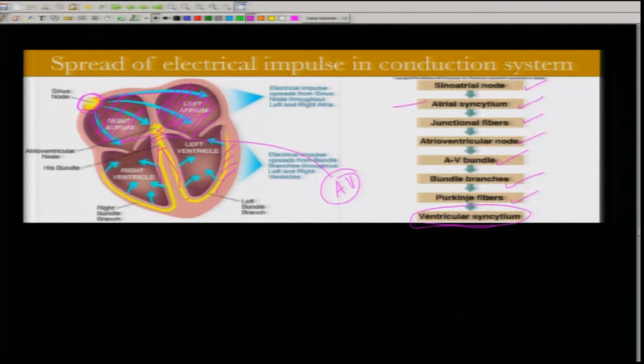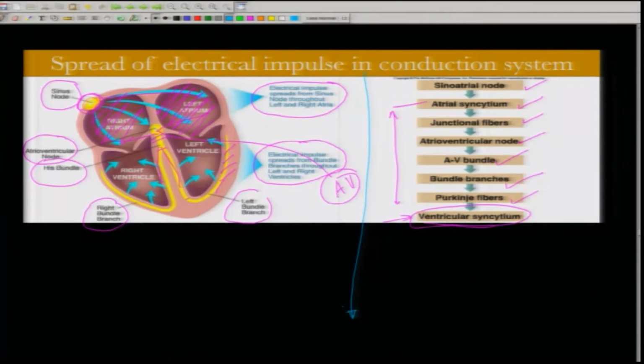Between the atrial syncytium and ventricular syncytium there is quite a difference in time, okay. Electrical impulses spread from the sinus node throughout the left and the right atria. Similarly, electrical impulses spread from the bundle branches throughout the left and the right ventricle. Here is the left bundle branch, and here you have the right bundle branch, and the atrioventricular node is here, and the bundle of His is sitting here, and this is the sinus node. And this is how the electrical impulse spreads across the conduction system. This is how the conduction system works.